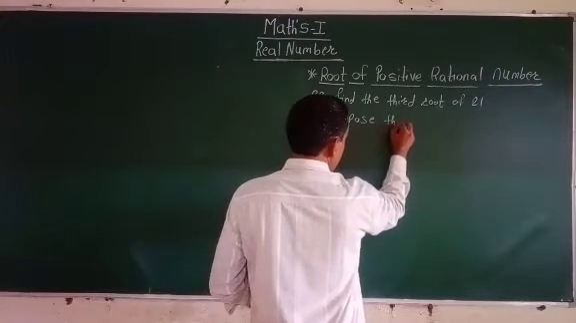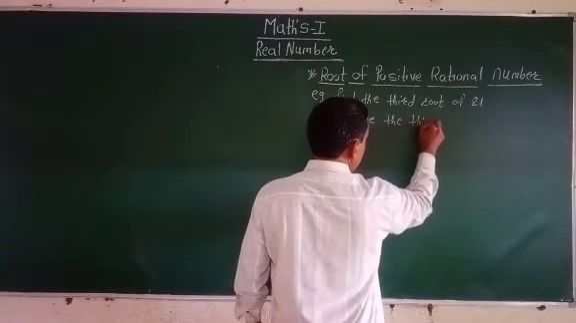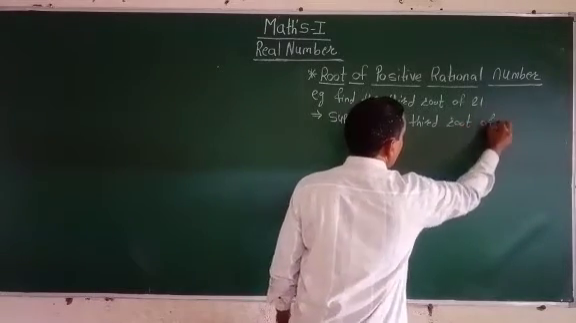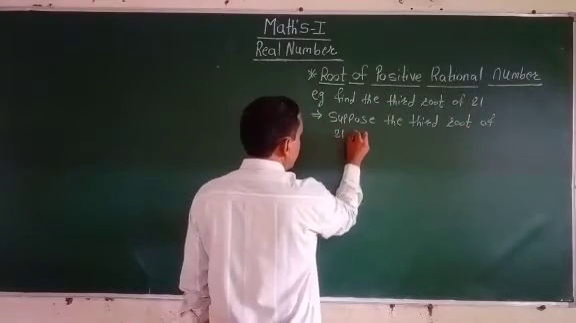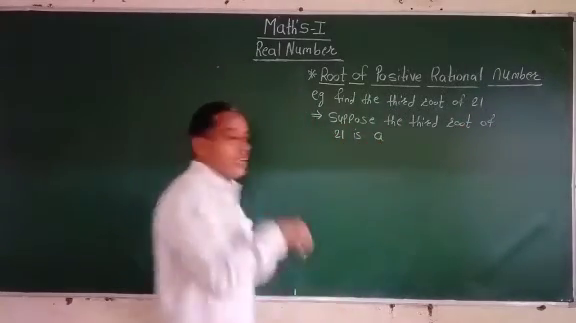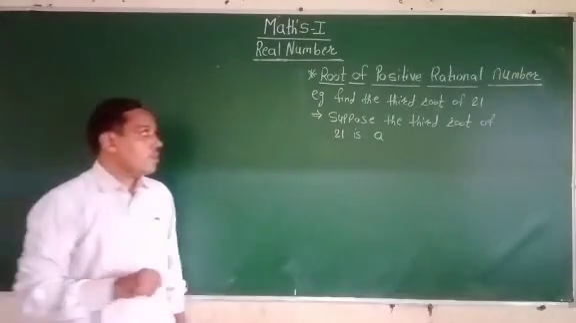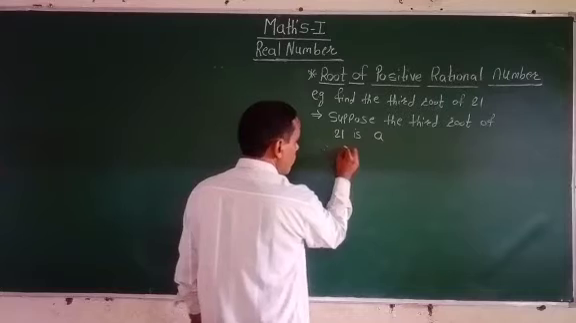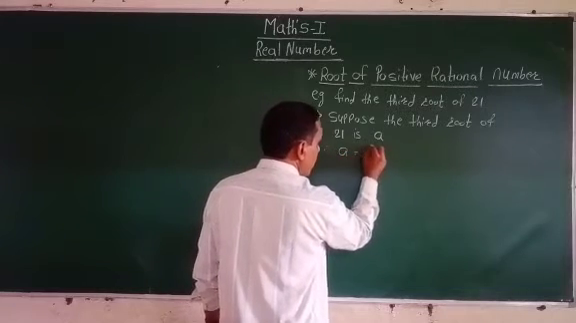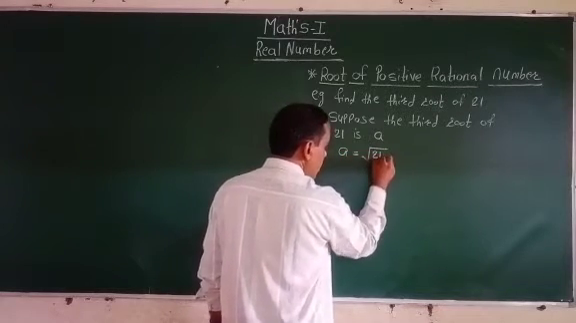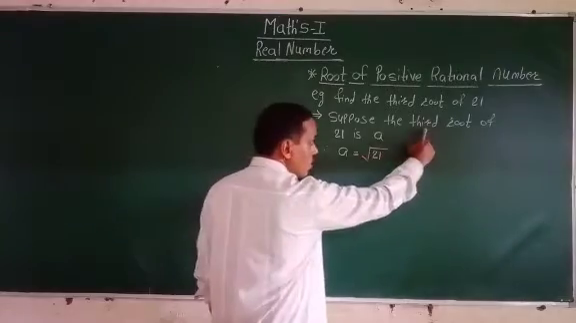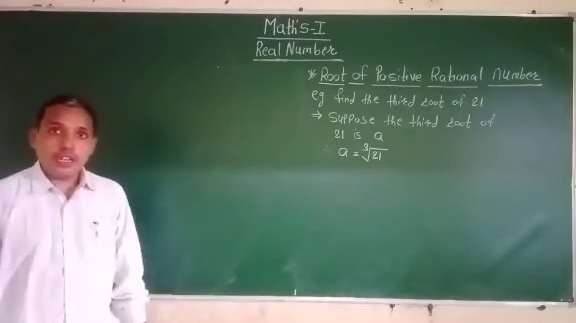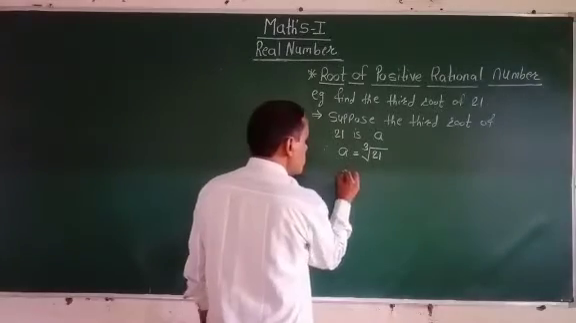Suppose the third root of 21 is 8, because consider that the third root of 21 is 8. So therefore a is equal to the third root of 21, in the radical sign is the 21, and we can find out the third root, and that is why we get the 3 on the upper side.